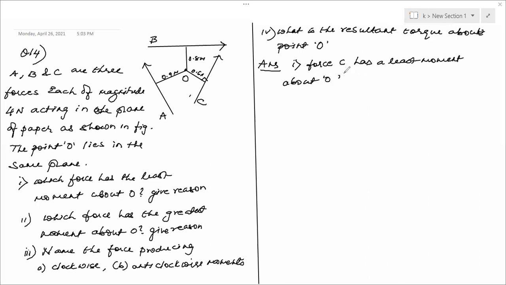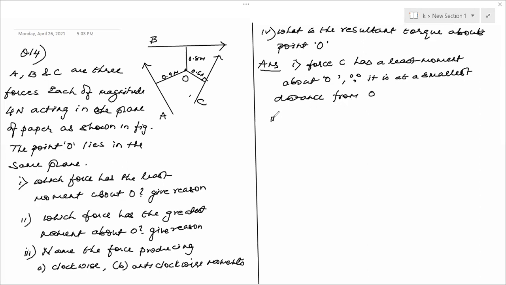Give reason: since it is at the smallest distance from O.